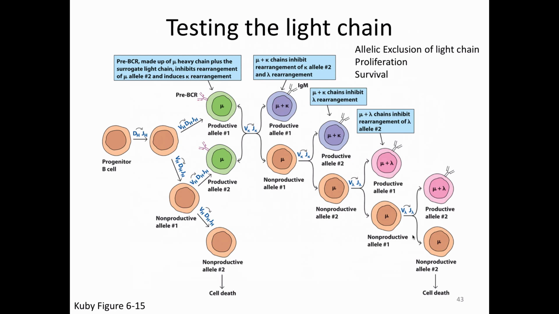So the first thing we want to do is test the light chain, and we're going to be testing to see if we can get a signal through the light chain. Testing the light chain is pretty similar to testing the heavy chain. There are a few kinds of signals that our cell gets when it tests the light chain. So what kinds of signals do you think we get?